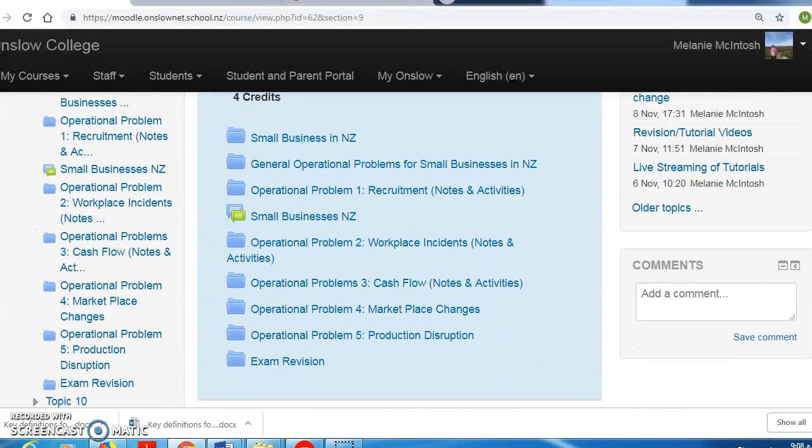So you can see all the folders that relate to each operational problem. If you've got time and you're really dedicated, you might want to go into each one and summarize the key ideas for each problem. Yep, very helpful. There might be some things that could be quite helpful, but I would go to exam revision because you've got an exam and you need to study for it.